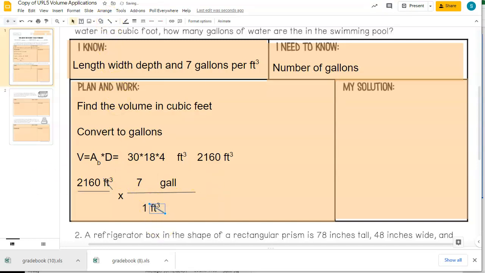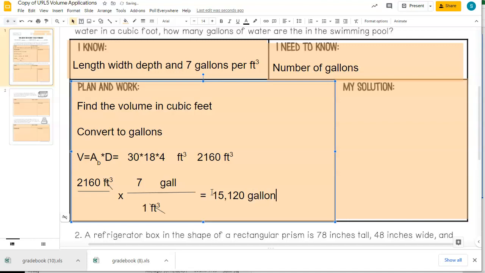So we need to take our 2,160 times 7. So this whole thing equals 15,120 gallons. And that is our final answer. Okay. So now let's look that over. Remember, we had 2 steps. First, we had to find the volume, and then we had to convert the volume to gallons.